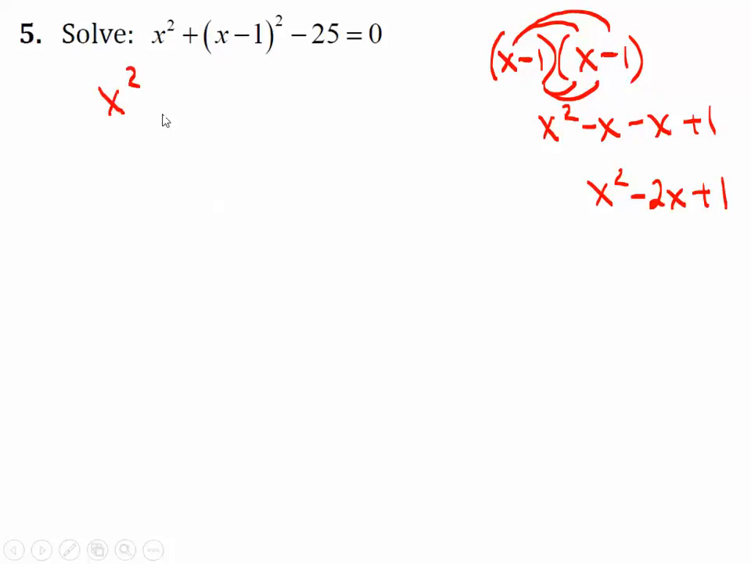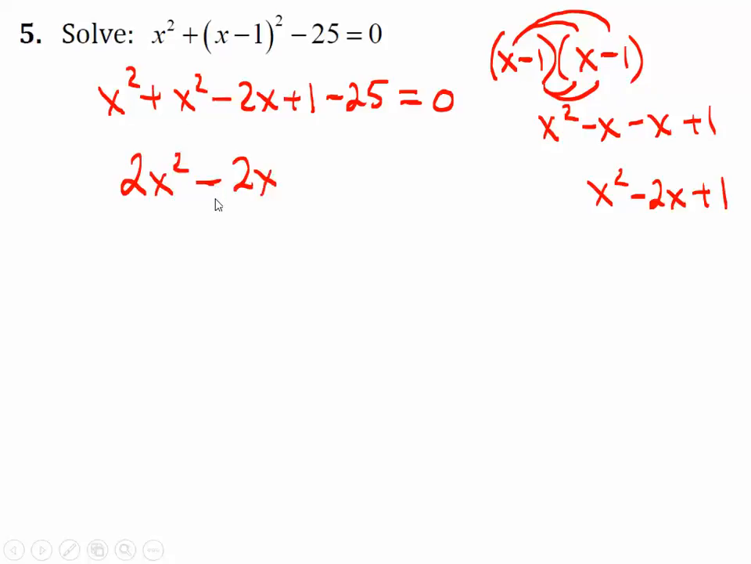All right, so I still have the x squared that's in front right here. And then I'm going to bring in what I multiplied out over here. So this is plus x squared minus 2x plus 1, and I still have the minus 25 over here. So I have multiplied this out. All right, collecting like terms, that's kind of nice, I guess. So the x squared and x squared makes 2x squared. Just a minus 2x over here. And let's see, what is this? 1 and negative 25? Negative 24 is good, equal to 0.